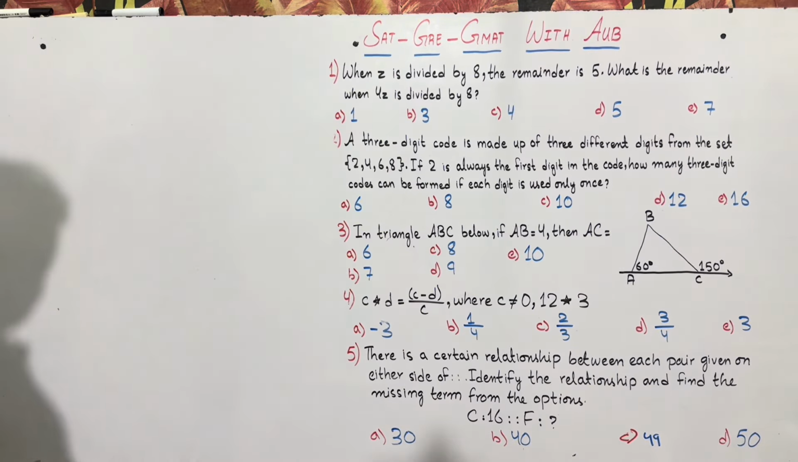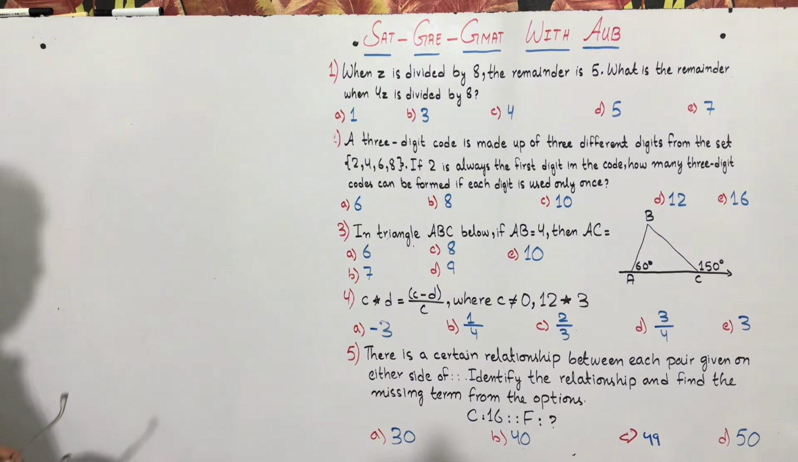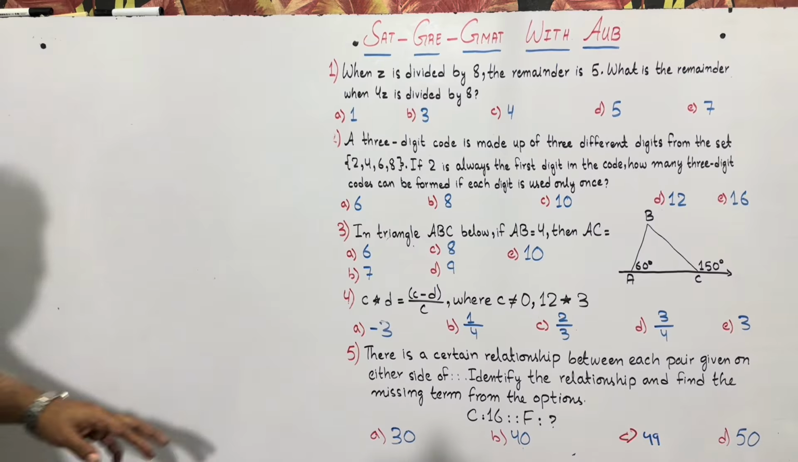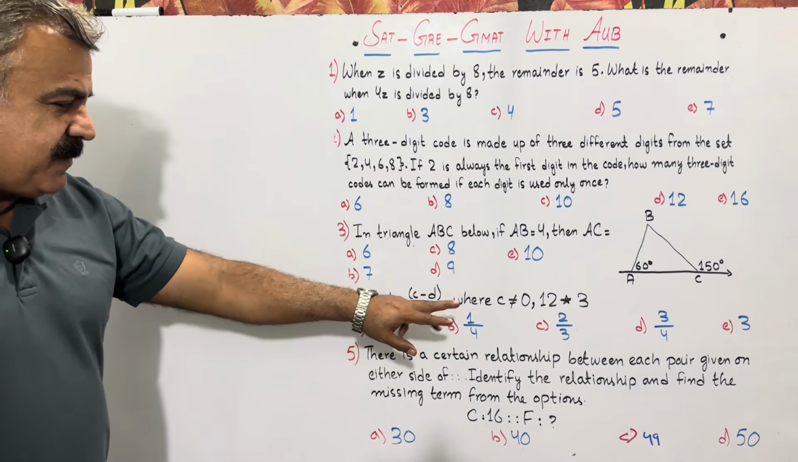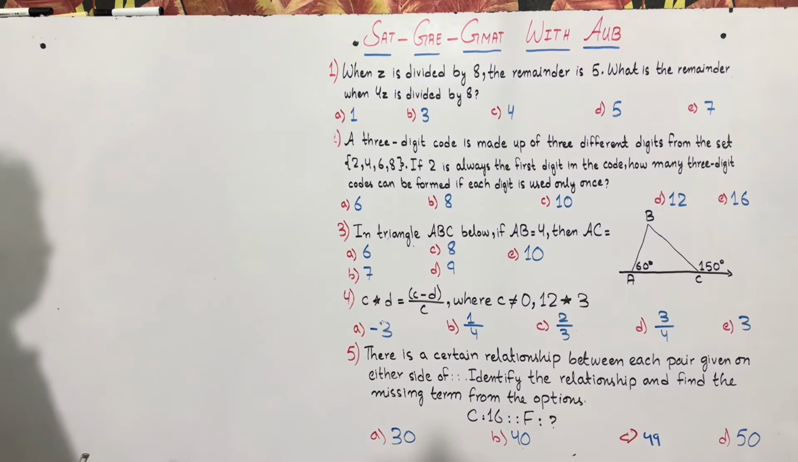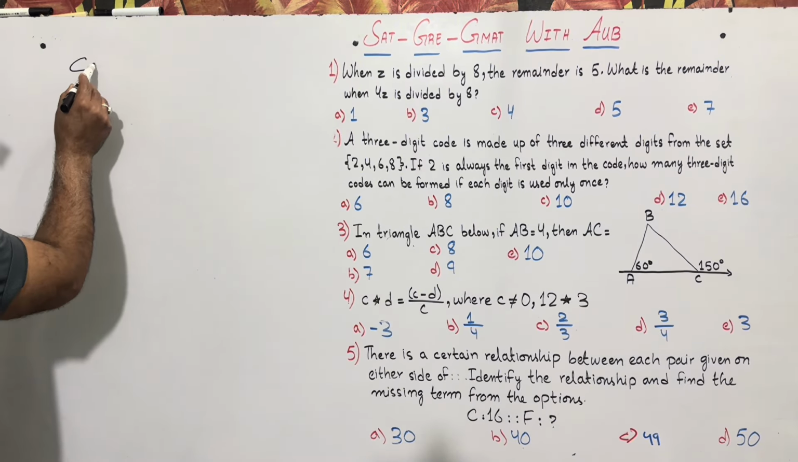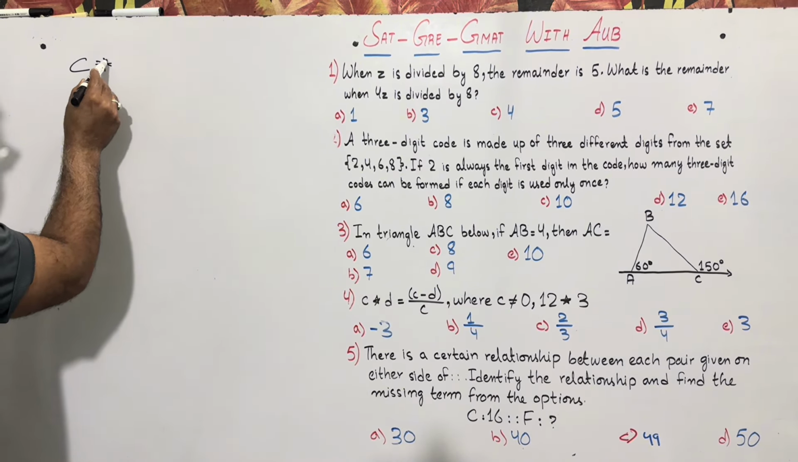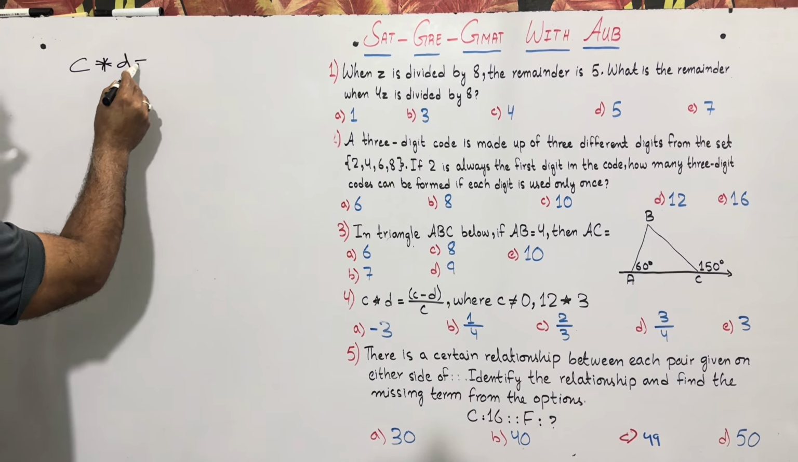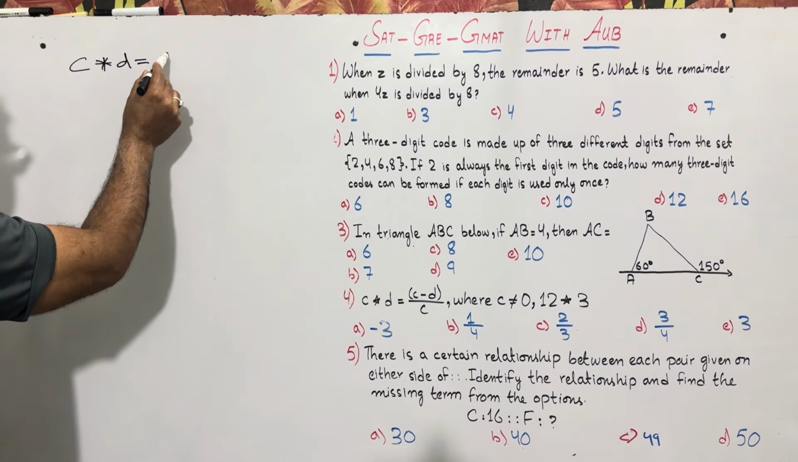C star D is given by C minus D over C, where C does not equal 0, because division by 0 is not allowed in mathematics. We are asked to find 12 star 3. These are wonderful questions in modern day mathematics. You have to do nothing except follow the given rule.